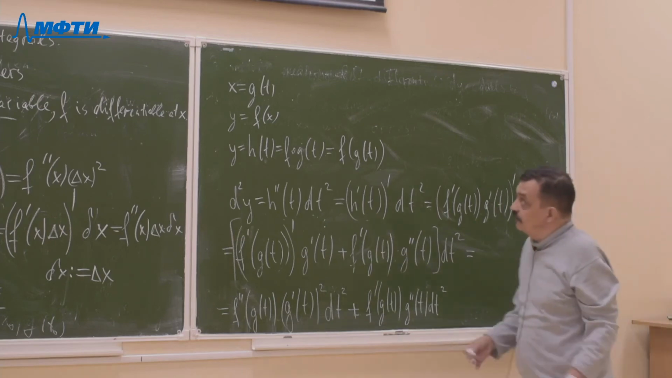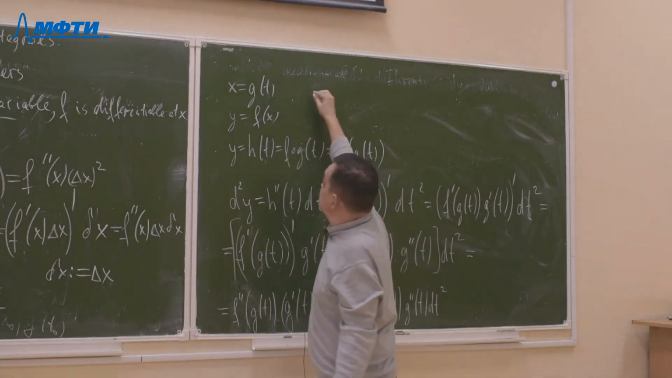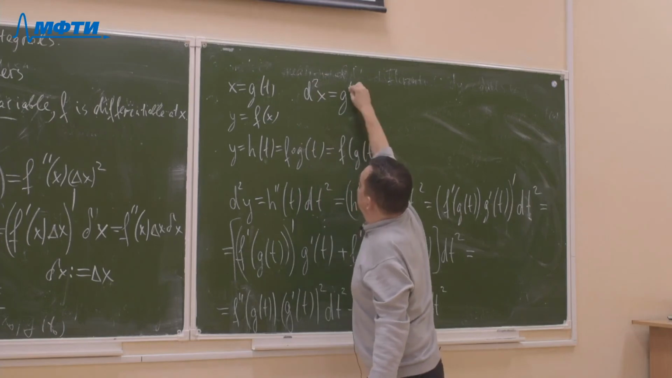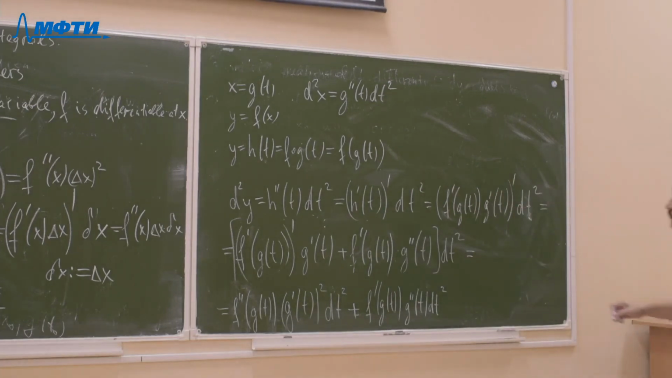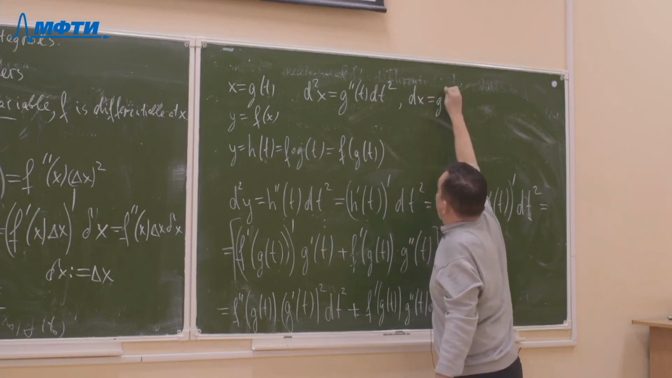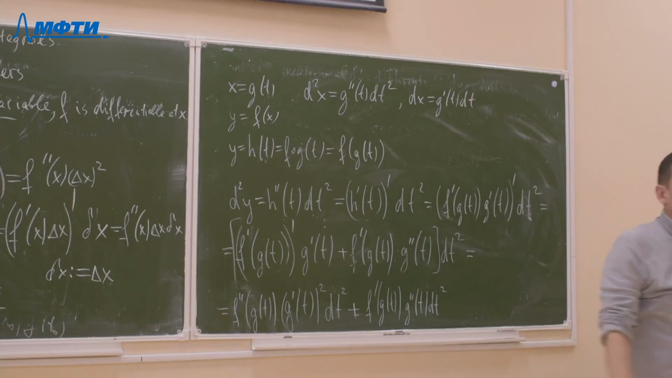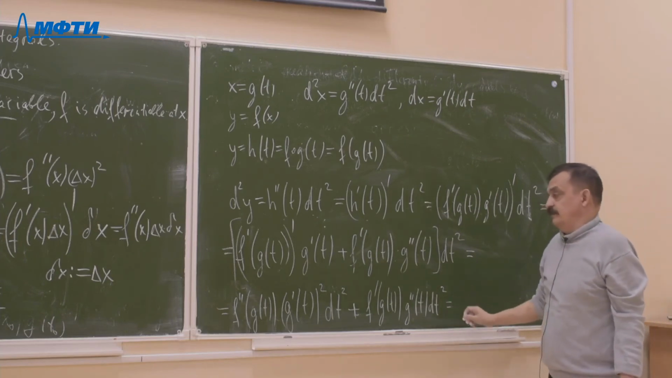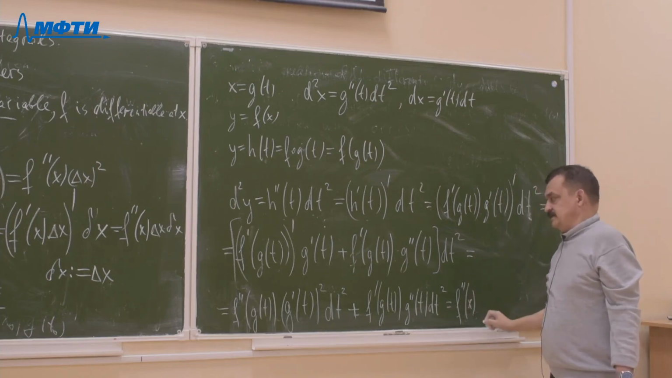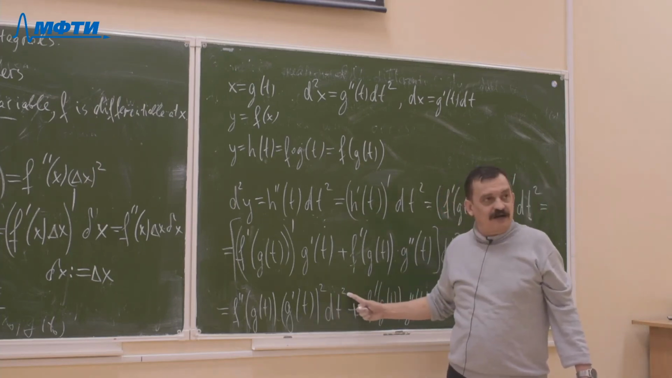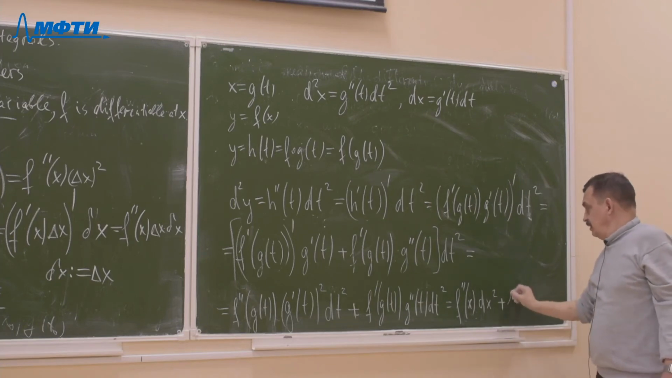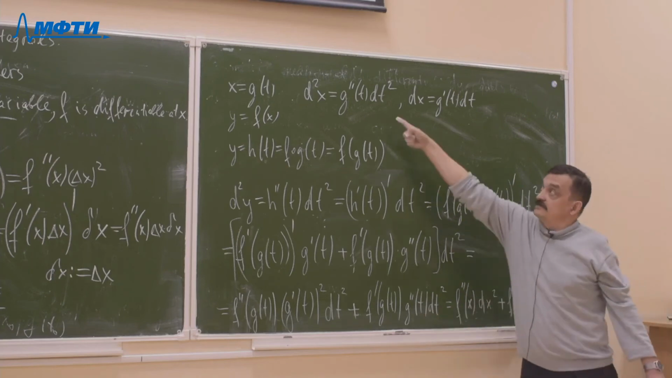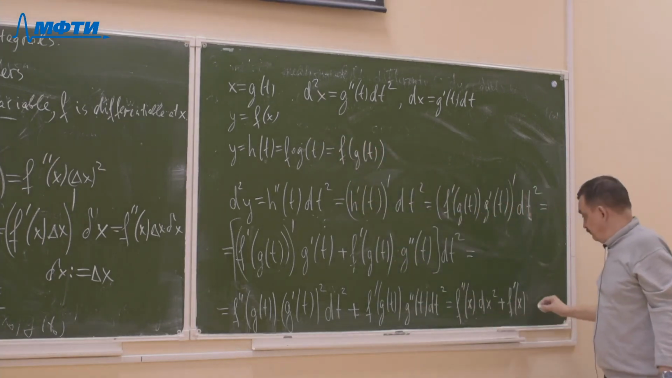Now look, t is an independent variable, right? Hence, the second differential of x equals g double prime of t times dt squared, right? And the first order differential dx is g prime of t times dt. That is because t is an independent variable. Now substitute both expressions. What will we obtain? f double prime at x times, here you see, the square of this one, so dx squared, plus f prime at x times d2x, the second differential of x.